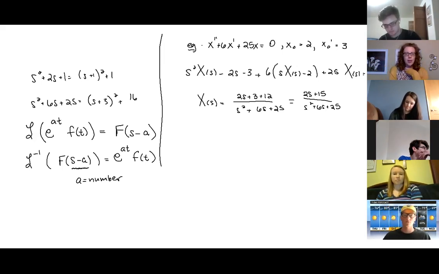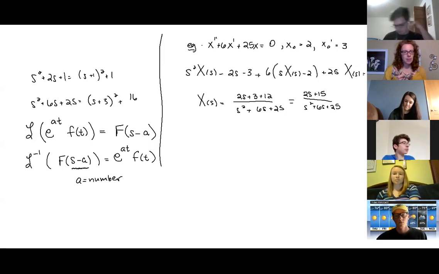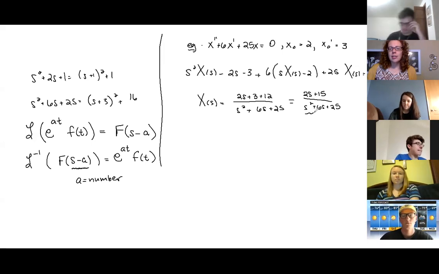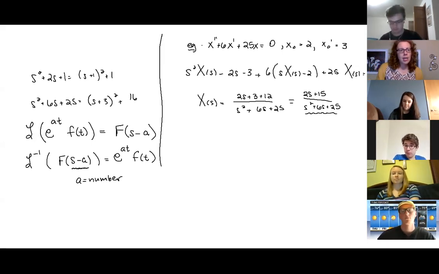So I get 2s plus 15 over s squared plus 6s plus 25. Are we good with that? Give me a thumbs up. We're good to go. Okay.